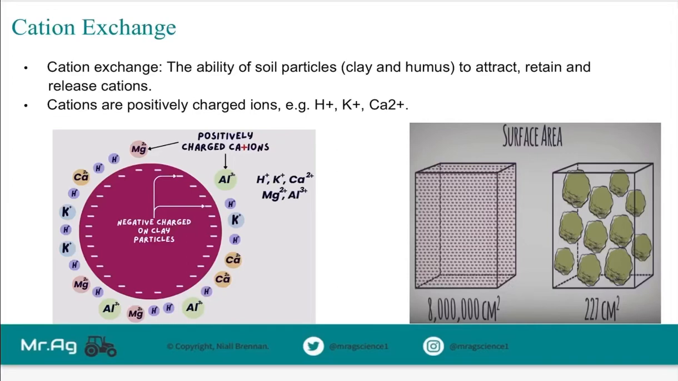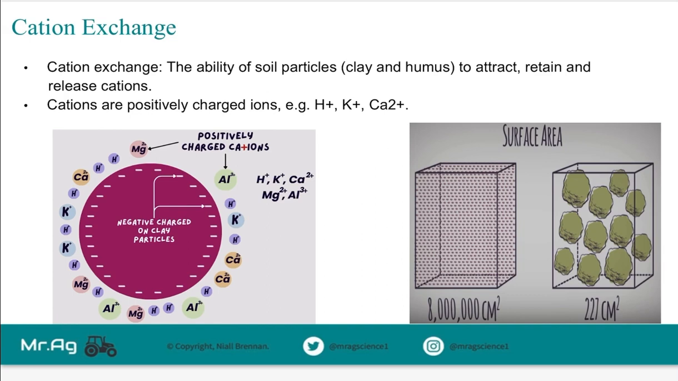Right guys, so today we're looking at cation exchange from the chemical properties of soil chapter. Cation exchange is the ability of our soils, clay and humus to attract, retain and release cations. Cations are positively charged ions such as your hydrogen, your potassium, your calcium ions. So any ions that are positively charged are going to be known as cations.